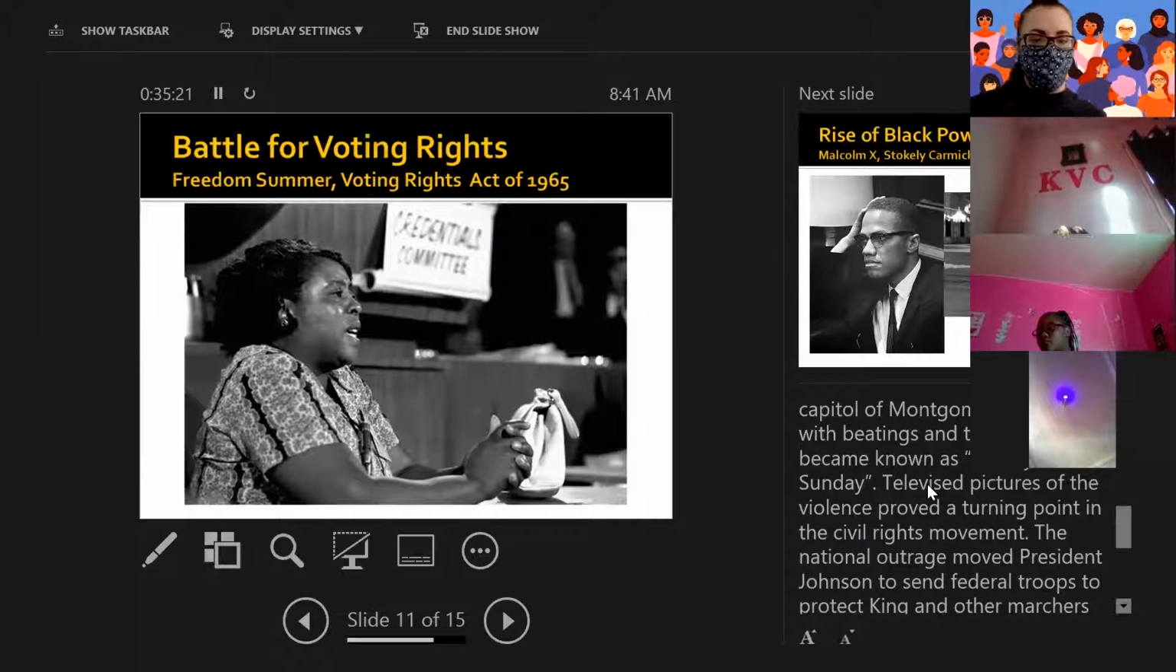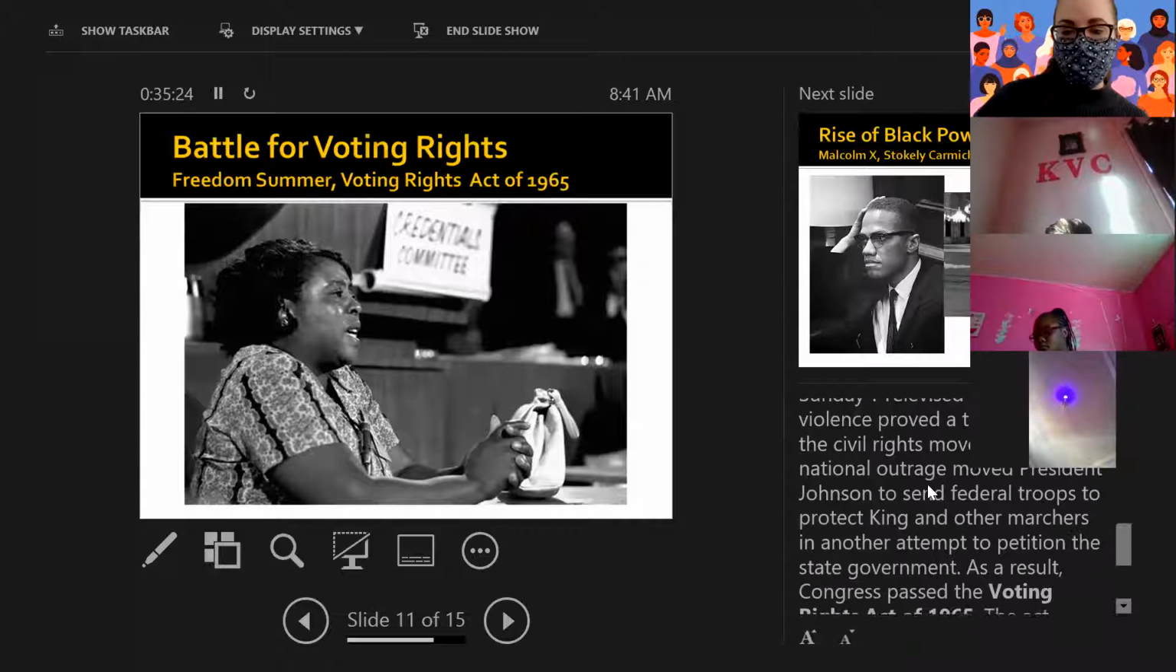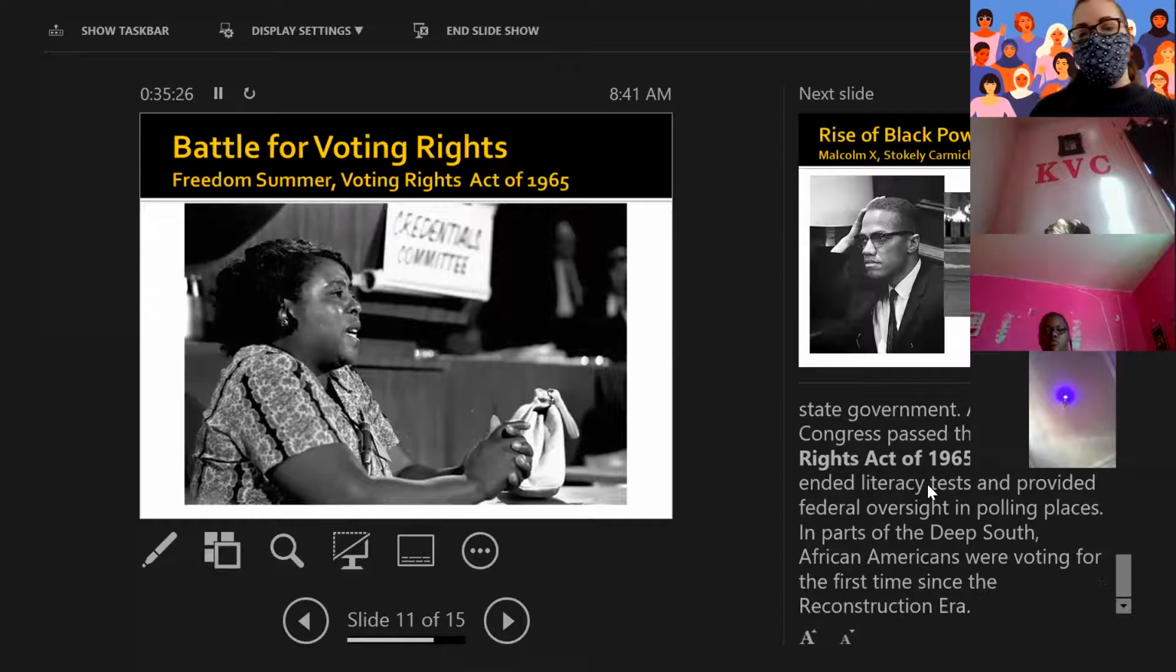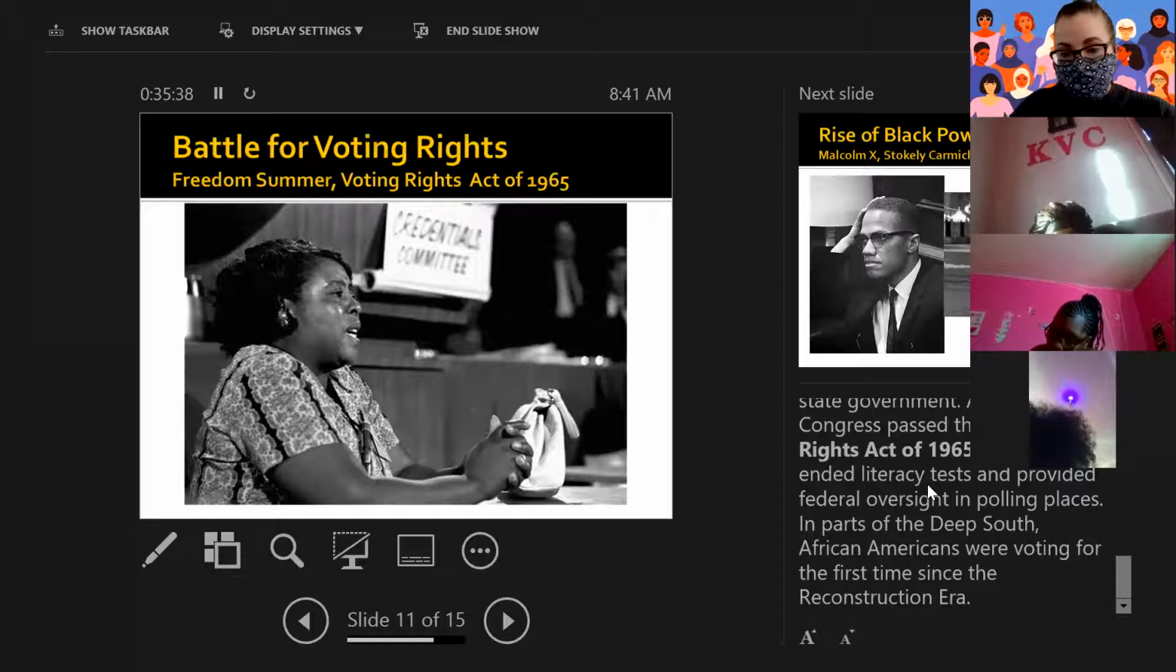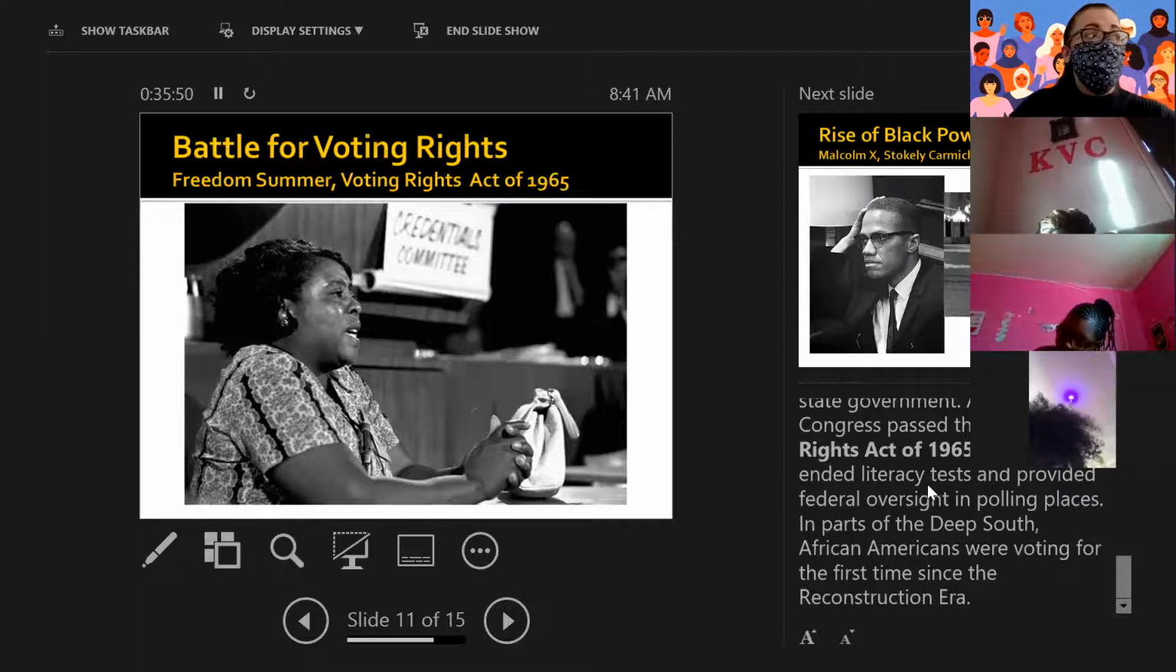After another violent protest in Montgomery, President Lyndon Johnson signs the Voting Rights Act of 1965. This act ends literacy tests and provides federal protection in polling places. And now, for the first time since Reconstruction, many African Americans are able to vote.